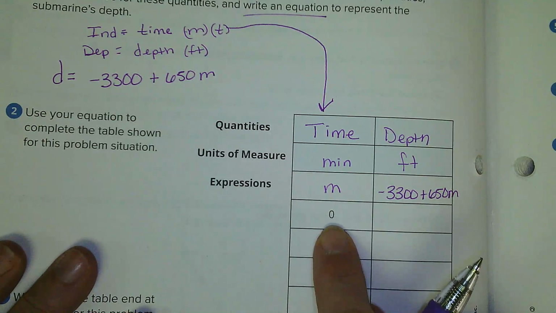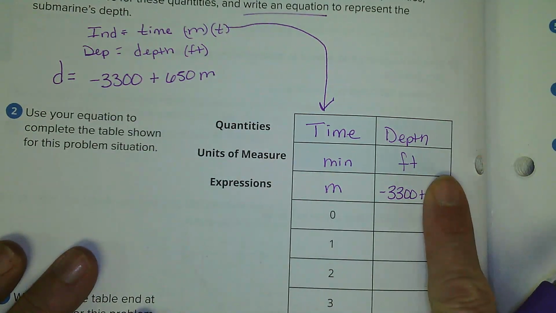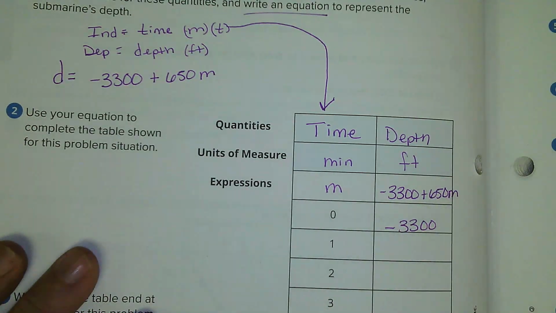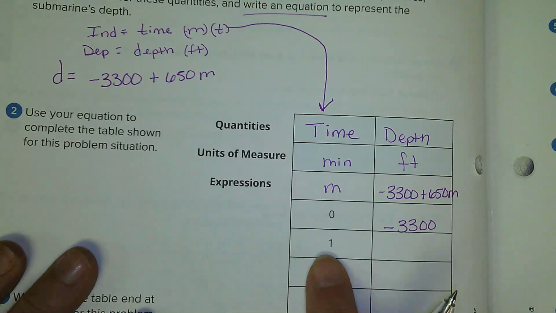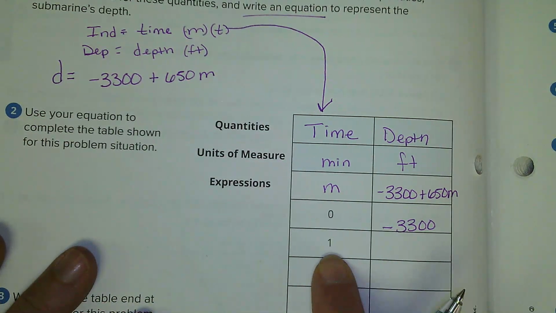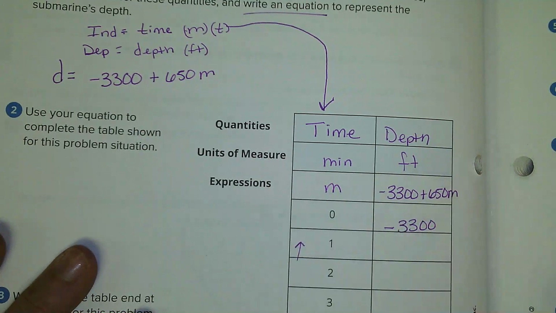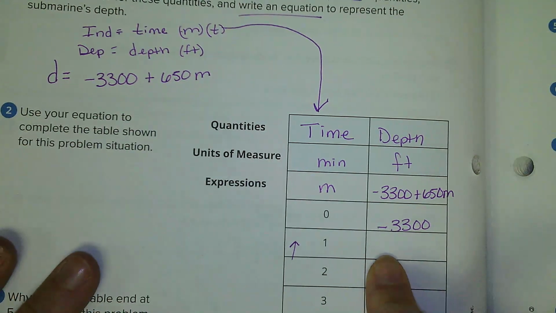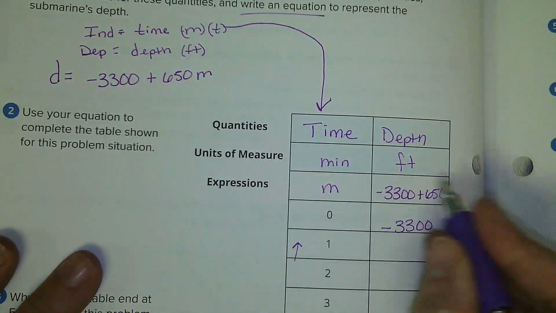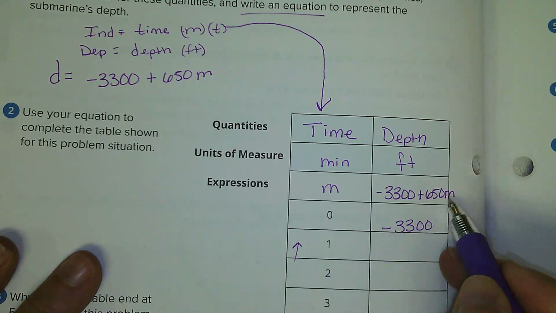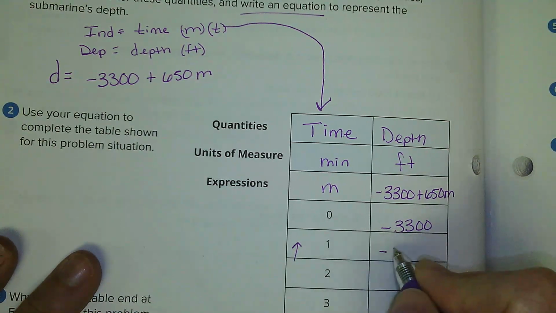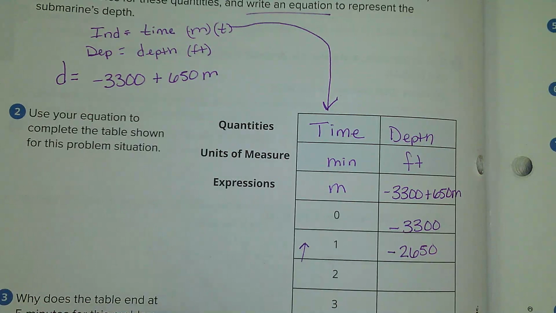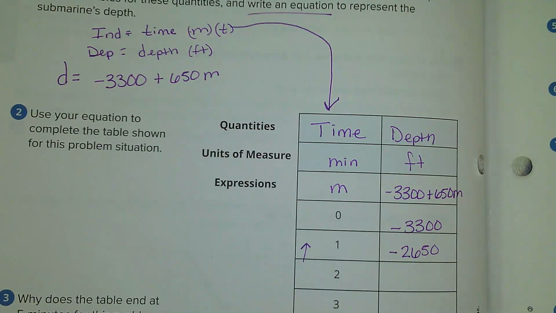So if I get into the water and no minutes pass, this is gone. My depth, or my answer, is going to be negative 3,300. But if I go into the water and I'm going to be in there for 1 minute, ascending back to sea level, I'm going up 1 minute, which means I'm rising 650 feet. So if I take 650 positive with this 3,300 negative, I'm going to use this equation. I would put a 1 in for the M, and it would end up being negative 2,650. I would like you to pause the video and complete the problem.